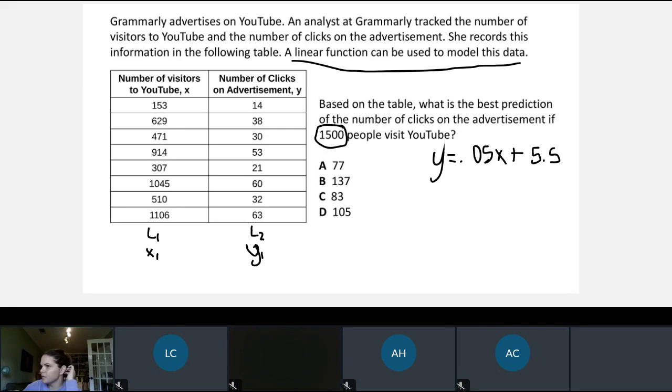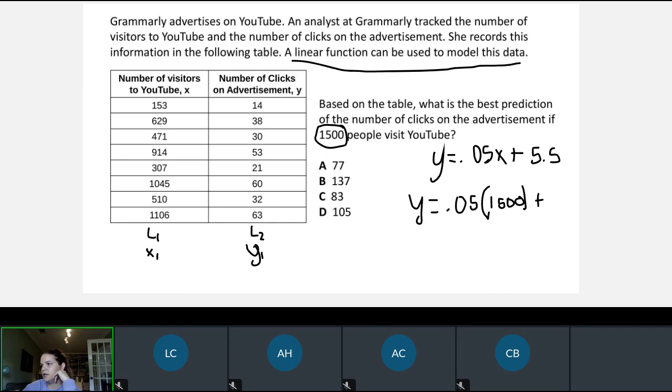Good job, Liv. Good. So then the question is asking us, based on the table, what's the best prediction if 1,500 people visit? So we're going to, instead of X, put in 1,500. Okay, so go ahead and do that, and you will get y equals 80.5. So then our closest answer, if we had to give a prediction value, would be C. Okay.